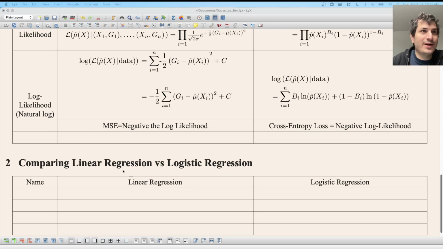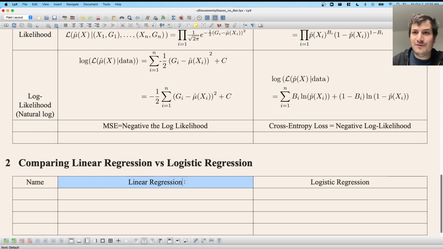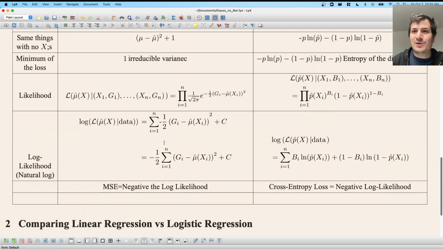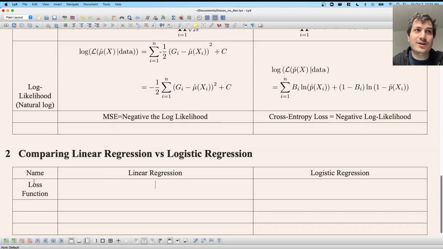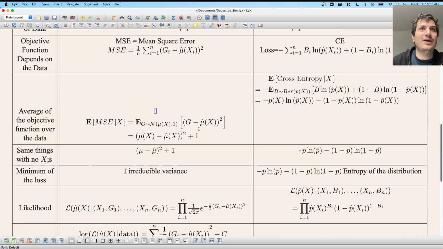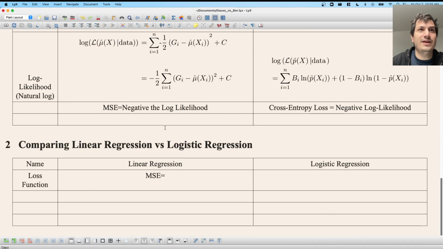Okay, so in this video, we're going to compare linear regression to logistic regression. One of the big differences between linear and logistic regression is the loss functions we derived in the last video. The loss function for linear regression is the mean squared error. It's this formula. Let's copy and paste it from before. That's the thing you're minimizing.